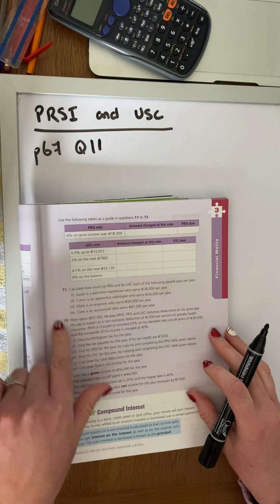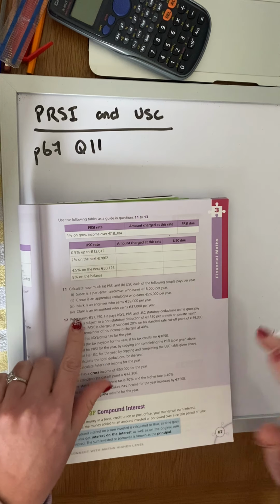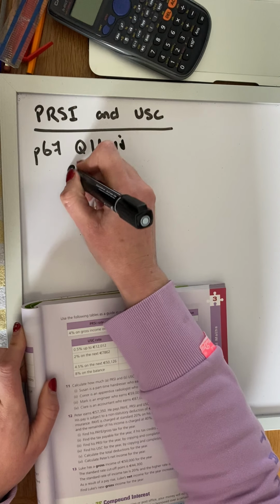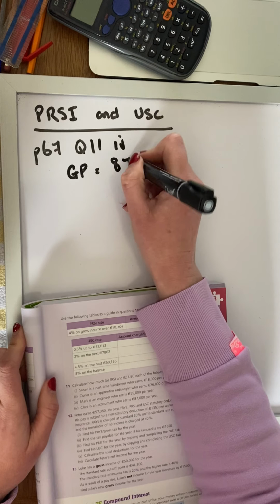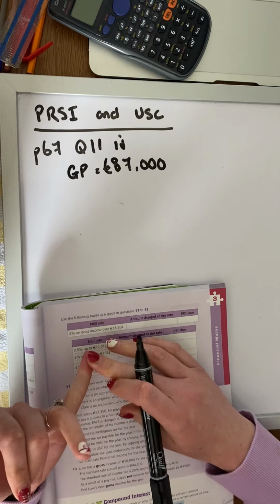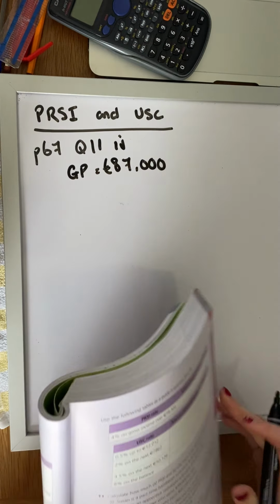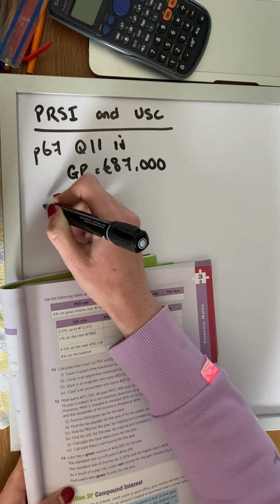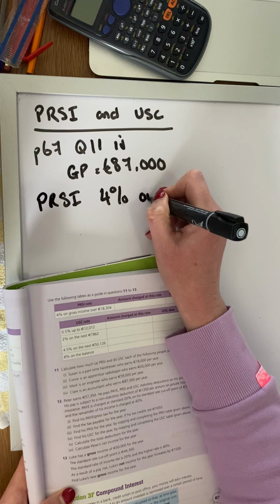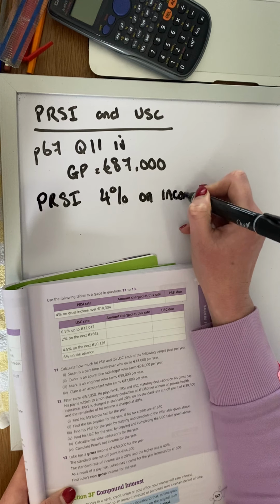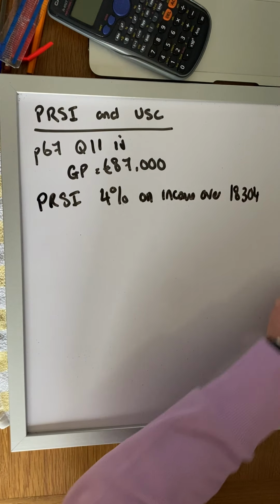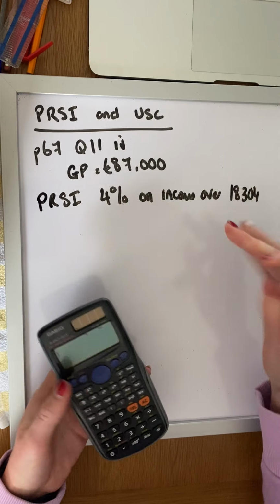So we're going to look at question 11, part 4. Claire is an accountant who earns a gross pay of €87,000 per year. Now we're just going to concentrate on finding PRSI and USC for her, okay? So remember, we'll look at PRSI first of all: 4% on anything over €18,304. So the first thing is we have to figure out how much over that she actually earns.